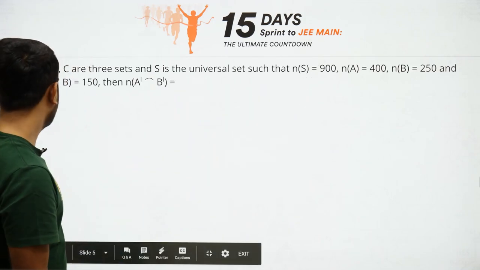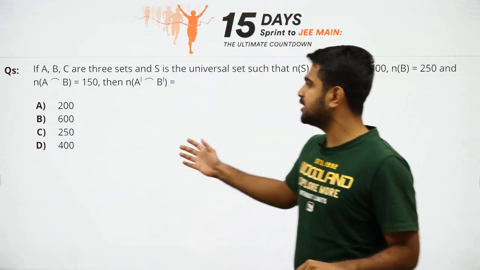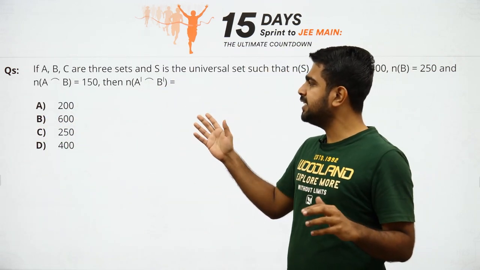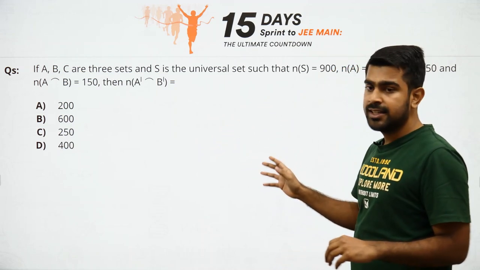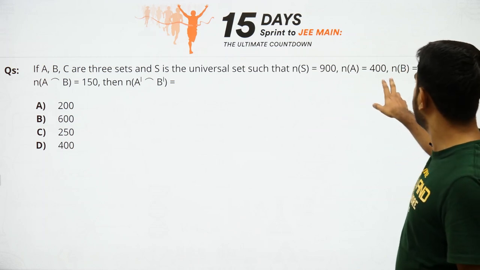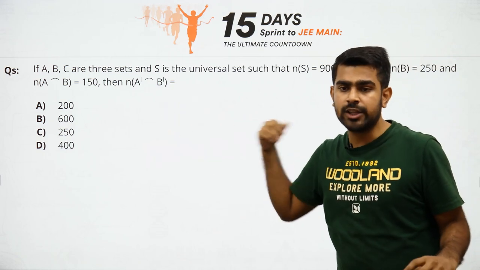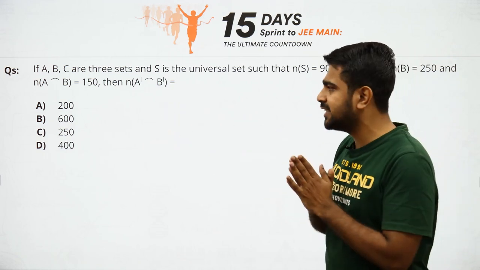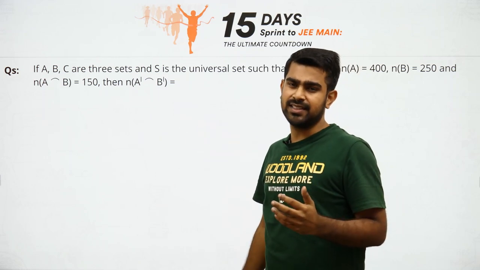Perfect. So now, let us have a look at this question over here. They're saying, if A, B and C are 3 sets and S is the universal set such that N of S is equal to 900, N of A is equal to 400, N of B is 250, and N of A intersection B is also given to you. Now what are they asking? They are asking N of A dash intersection B dash.